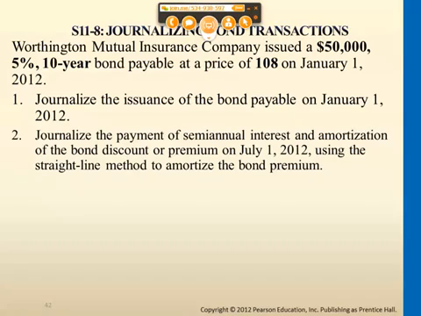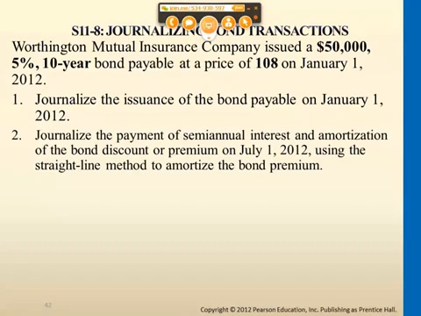Okay, so as long as the price is above 100, it's considered a premium because remember that's a percentage. If it's 100, that basically means we're issuing at par, at maturity value. That means just 100% of the face value. If it's 108, that means 108% of the face value. So you multiply 1.08 by the face value of the bond.